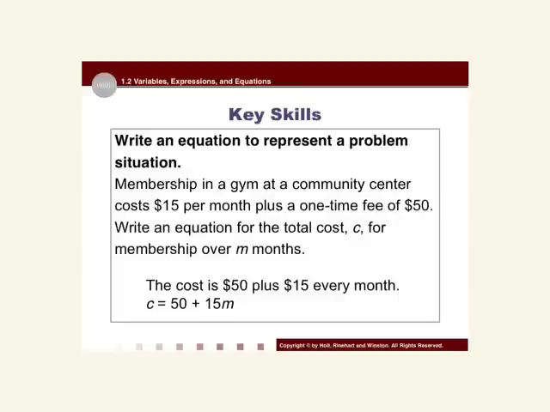As you can see, we've already kind of talked about this and shown it here. But the main thing is that the initial cost is $50. That only happens one time. So that's why there's no variable connected with the 50. And then it's 15 for every month. So every month I get charged $15. So that's why the 15 is connected with the M. So it's 15 times M. And now this equation will find the total cost if I join the membership for 1 month, 2 months, 3 months, or so on.